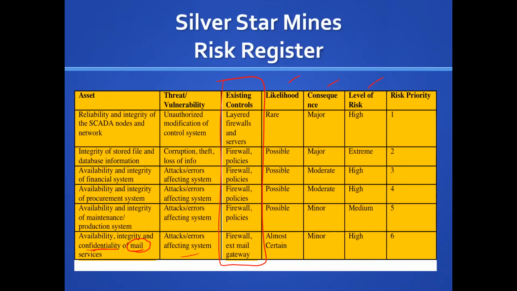For instance, the likelihood of somebody attacking the conveyor belts would be a rare thing, but it has a consequence that's major, therefore it's a high risk. The only one here that has a medium risk is availability and integrity of maintenance and production system. The consequence is minor. It could happen, but it's not really going to affect the operations of the organization right away, and therefore you identify it as medium, and then you can do a risk priority.